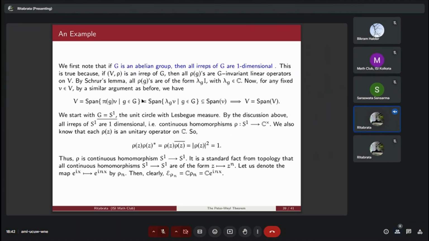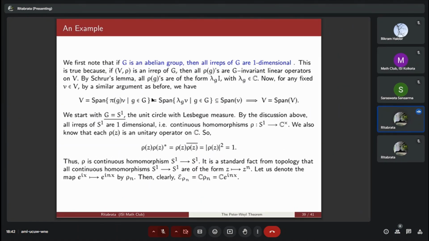So it is straight. It goes from z to z power n. You can represent the map as e power ix goes to e power ix by rho n. Then clearly it's a one-dimensional space, so the matrix coefficient will also be formed by this single function, because it's a 1 cross 1 matrix with one entry. That single entry will give me the matrix coefficient. So the matrix coefficient of this one-dimensional representation rho n is the same as the C span of e power ins, this function.